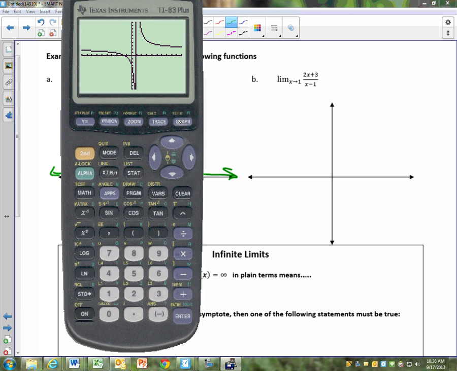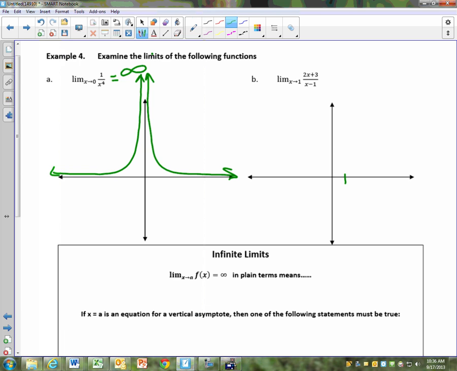Okay, where's this function undefined? 1. So if you look at this function, does everybody agree it looks like this?